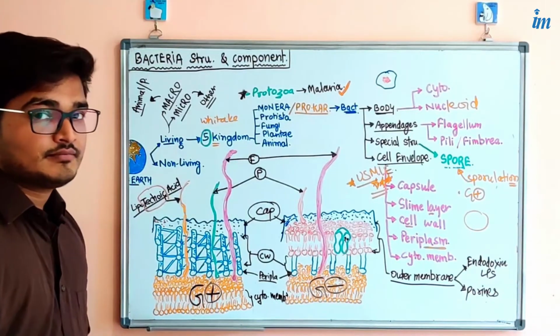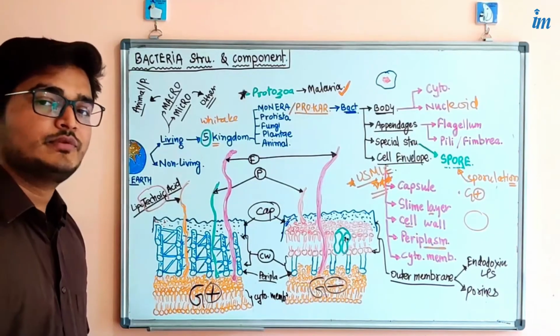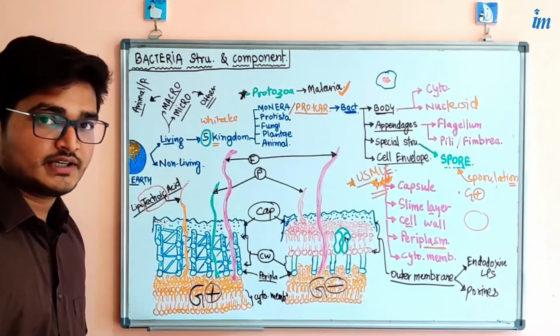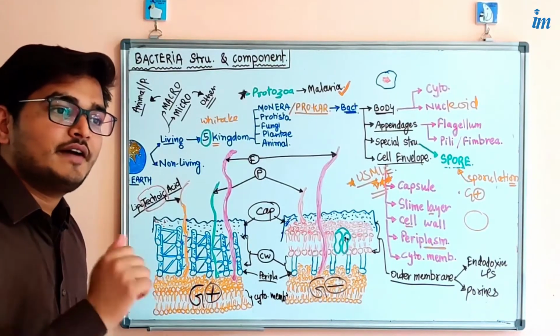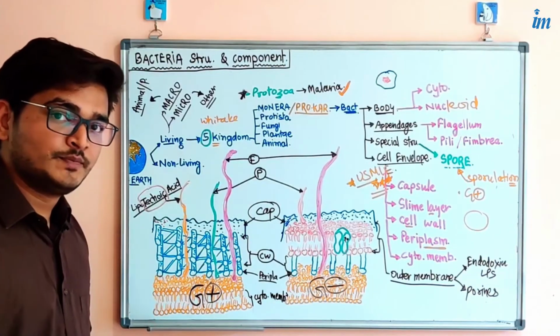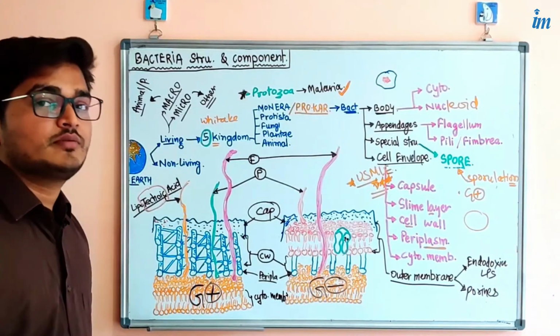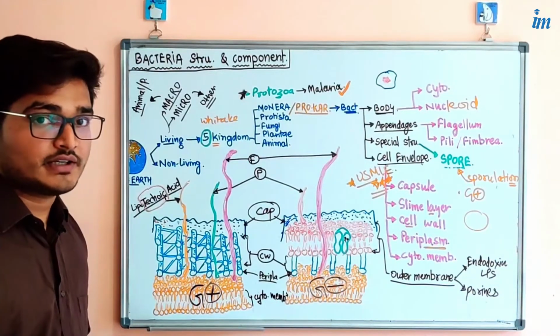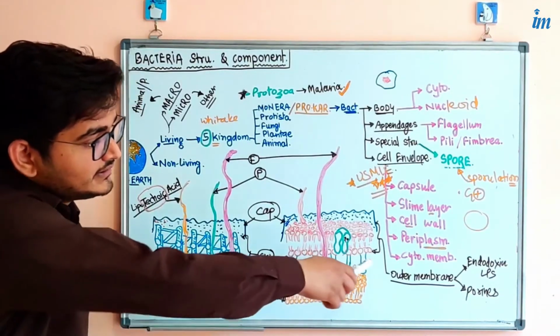Capsule is not present every time, but mostly capsule is present in both gram positive and gram negative bacteria. Don't be confused that gram positive bacteria have the thick layer. That doesn't mean that they don't have the capsule. They have the capsule. That's why the pathogenic property of gram positive bacteria is more prominent in comparison to gram negative bacteria, right? So here the last one is the cytoplasmic membrane.